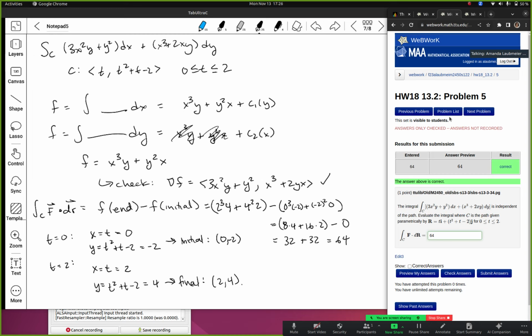So I got this answer using the FTC, but if you wanted extra practice, you could go ahead and do it using parameterization, and you should get the same answer out of it. So that's problem 5.